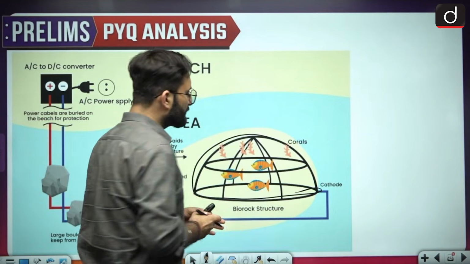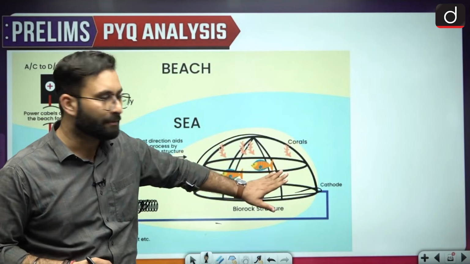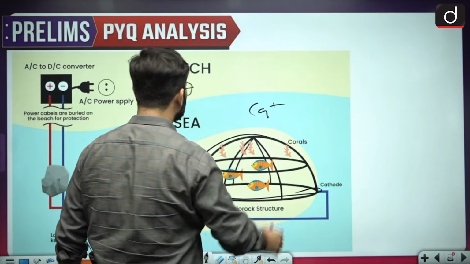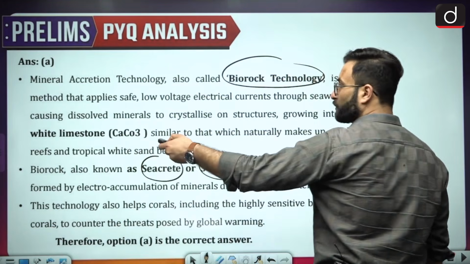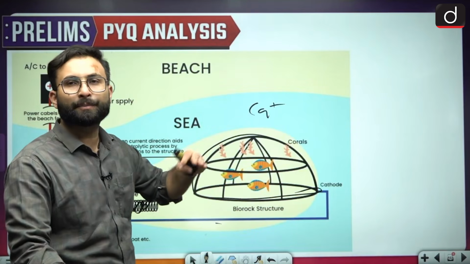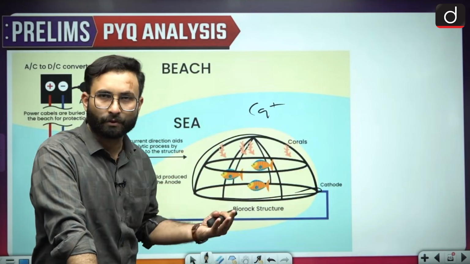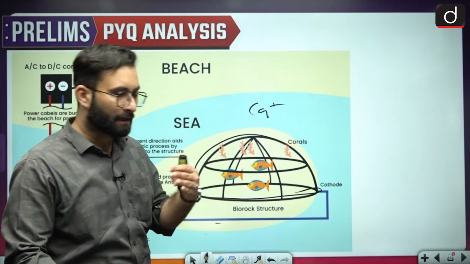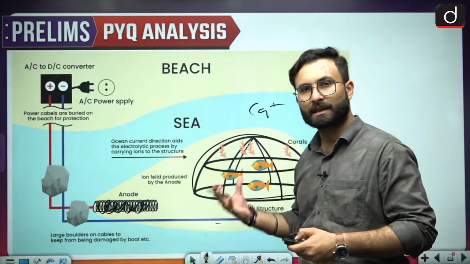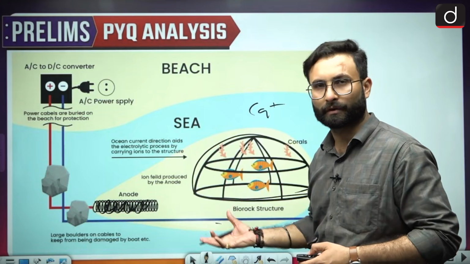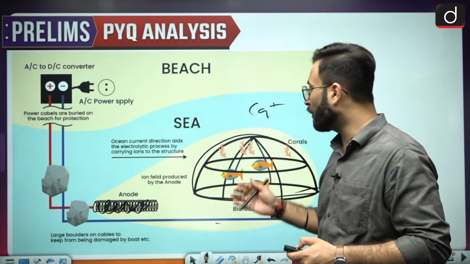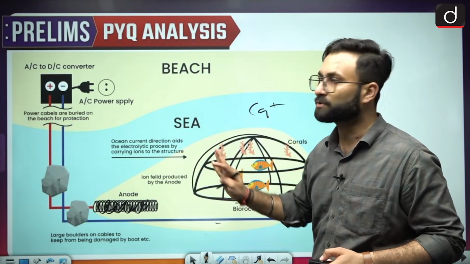What will happen is that over time, on the cathode there will be the accumulation of calcium ions. Here CaCO3 is there, so that is white limestone that will start accumulating over there, and that will give an impression that these are the reefs. And you know that there is this algae, zooxanthellae. They will be having symbiotic relations with the reef, and then they will start to grow corals over here, and these corals are nothing but the colorful symbiotic relation of the zooxanthellae and the reef. Okay, so that is about it.